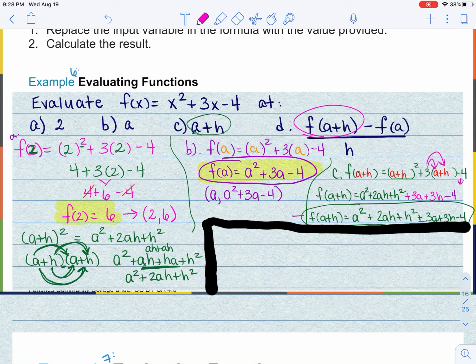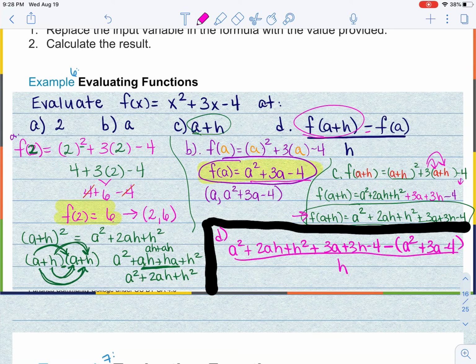F of A plus H is here, so I'm going to go ahead and write that. That's A squared plus 2AH plus H squared plus 3A plus 3H minus 4. And then we're subtracting F of A, which we also found in part B. That was A squared plus 3A minus 4, all of that over H.